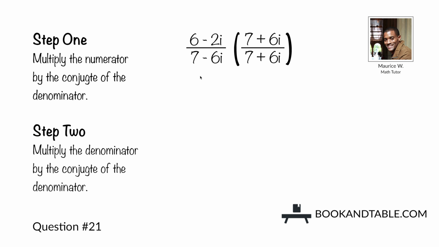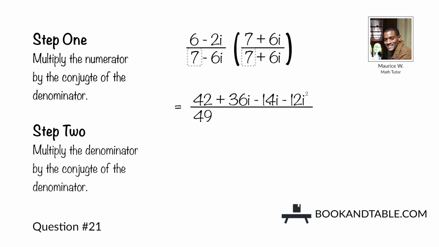Since our denominator is 7 minus 6i, we want to multiply the numerator and denominator by the conjugate, which would be 7 plus 6i. When we do so, we wind up with 6 times 7, which is equal to 42. 6 times 6i would give us 36i. Negative 2i times 7 gives you negative 14i. Negative 2i times positive 6i gives us negative 12i squared.